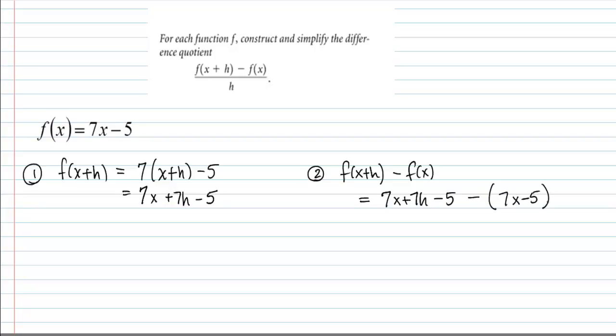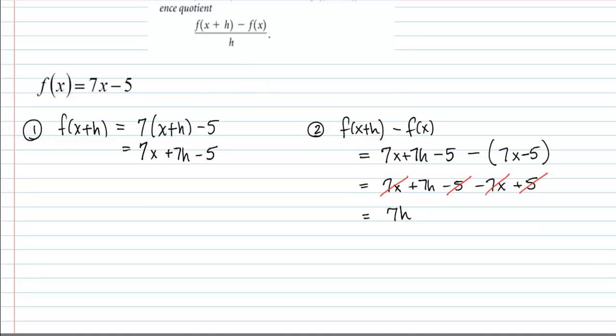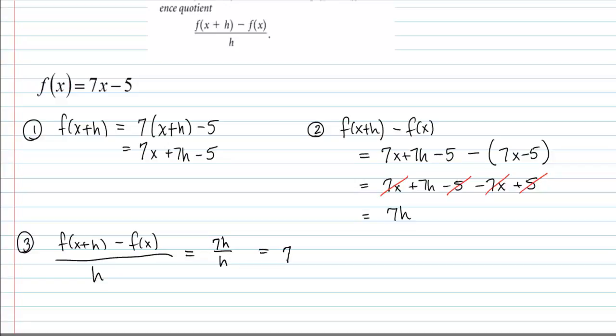Make sure you put parentheses around the original function of 7x minus 5. Majority of the time, what should happen is that anything that doesn't contain an h should get canceled out. Step 3 is to take step 2, f of x plus h minus f of x, and divide it by h. So the slope of the secant line would be 7.